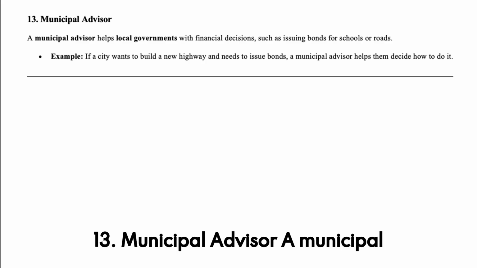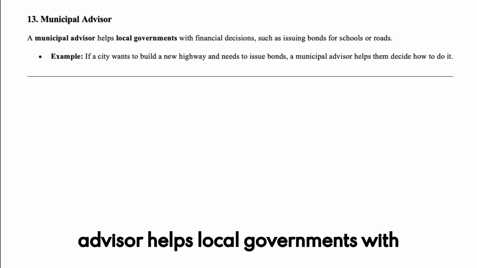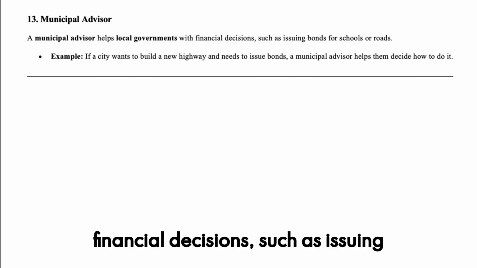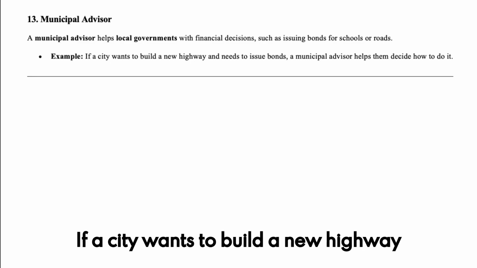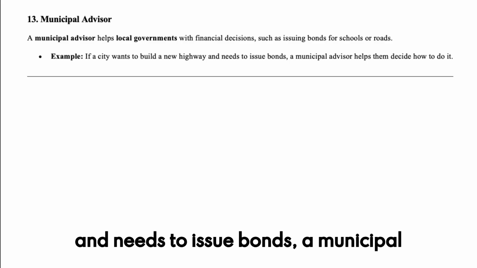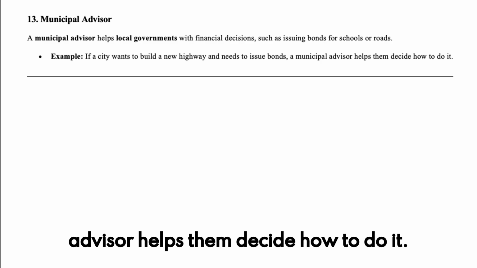13. Municipal advisor. A municipal advisor helps local governments with financial decisions, such as issuing bonds for schools or roads. Example: if a city wants to build a new highway and needs to issue bonds, a municipal advisor helps them decide how to do it.